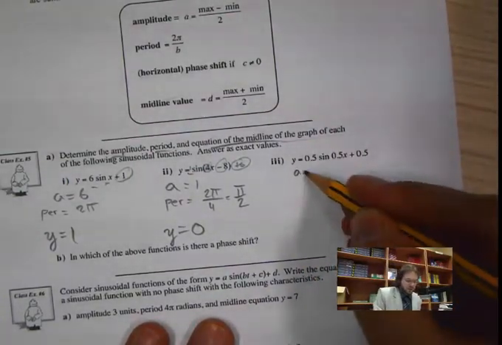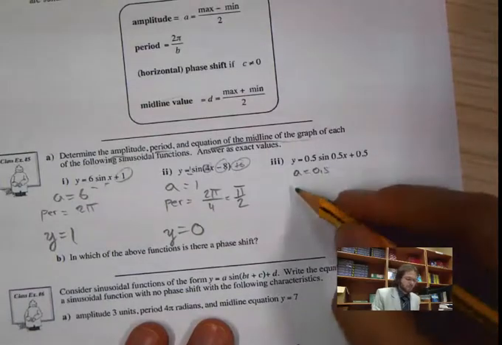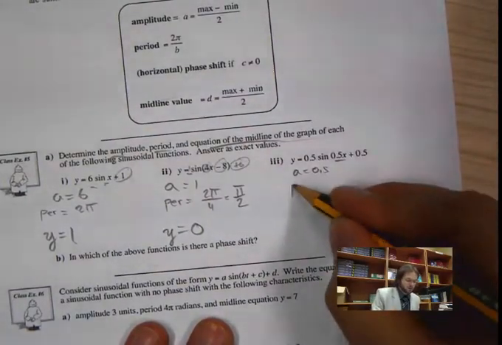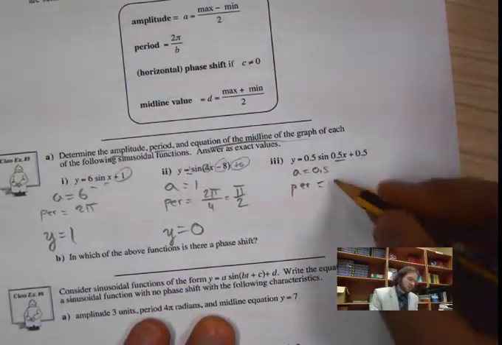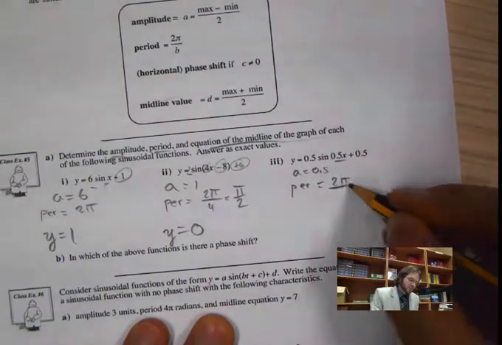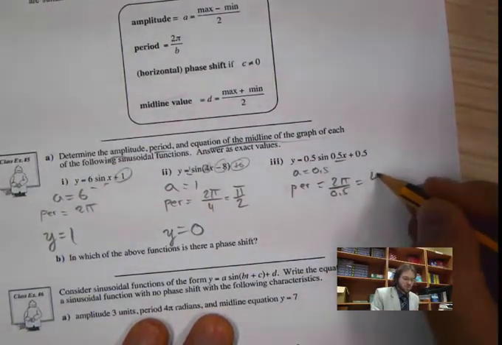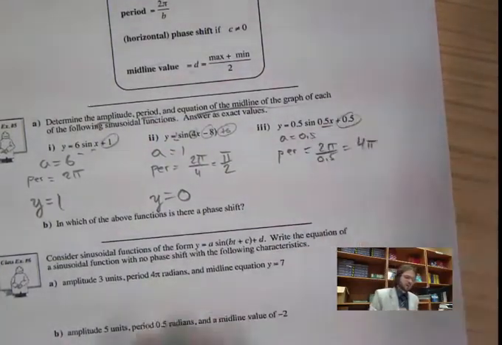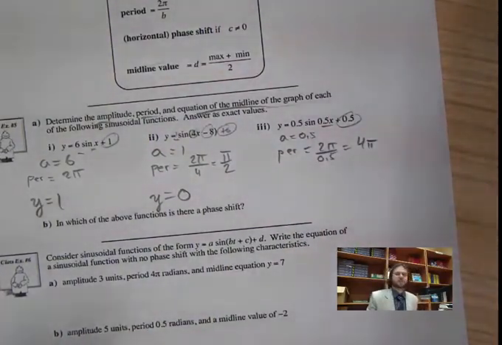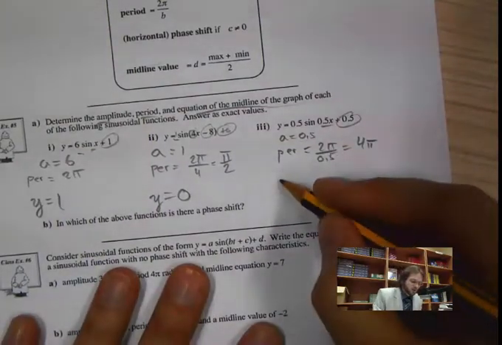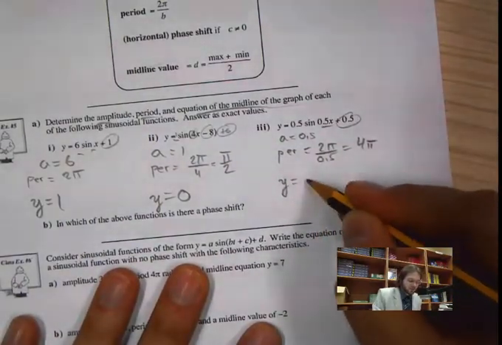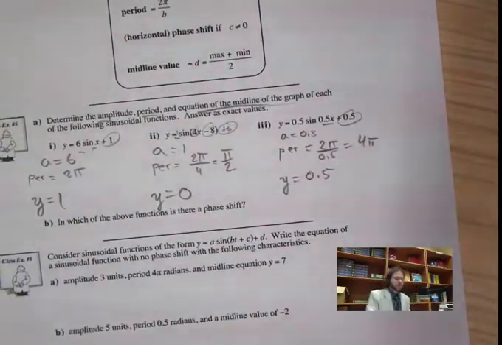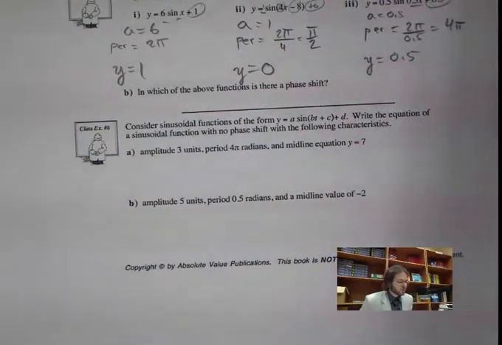Next one here says, number 3. Well, A value is equal to 0.5. My B value is 0.5, so my period is equal to 2 pi divided by 0.5, which is equal to 4 pi. And then my last part here is going to be my vertical shift of the midline. Well, that is y is equal to 0.5. We are shifted 0.5, because that's outside the brackets, so that's how much it's shifted. That's my D value. Okay? So let's take a look at example 6.